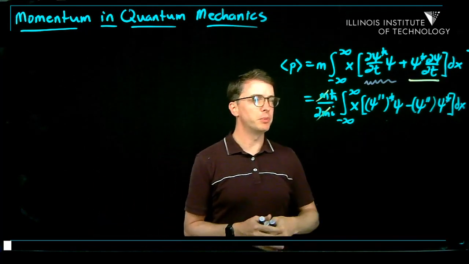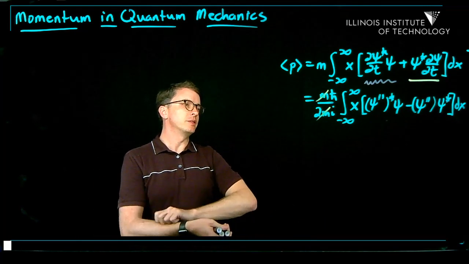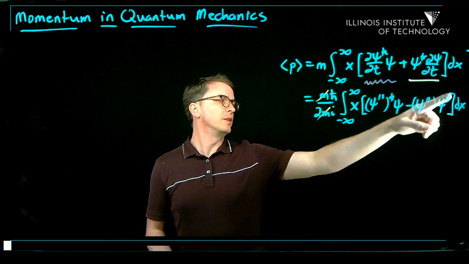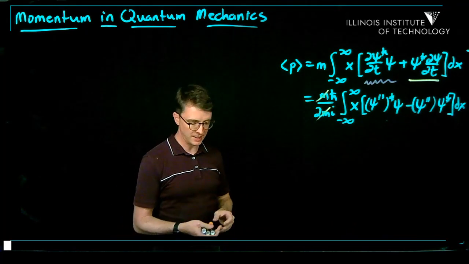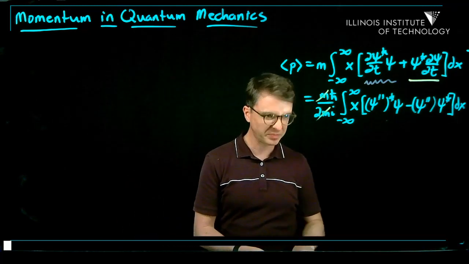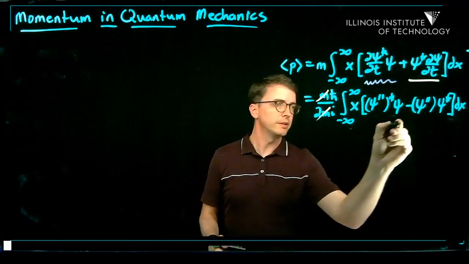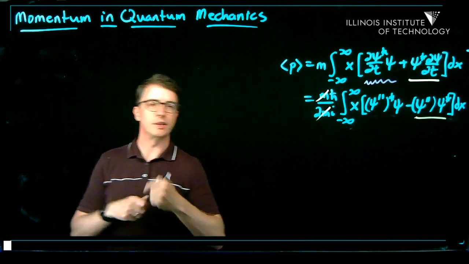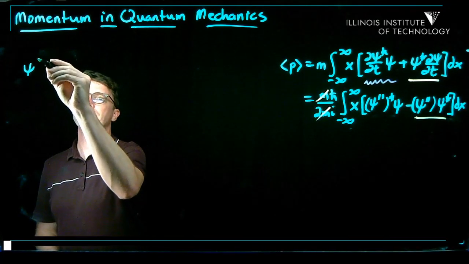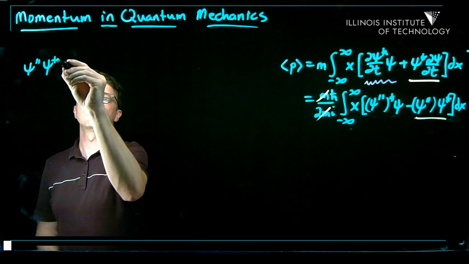So you're like, what is the point of this? The reason this is useful is that this is an integral over x, and these are now derivatives with respect to x, and I can simplify this a little bit. Now let's take a look at, say, this term here. So what is that? That's psi double prime, psi star.